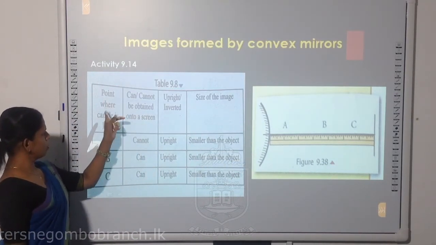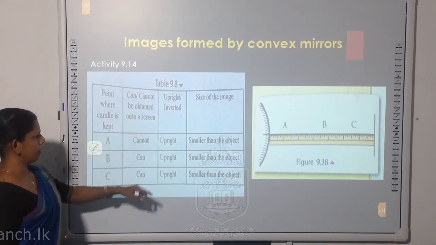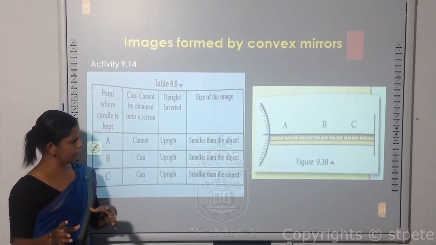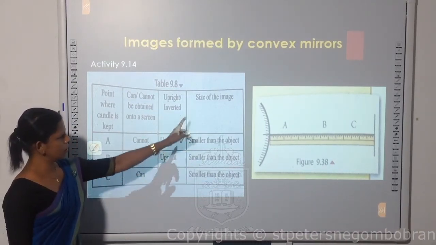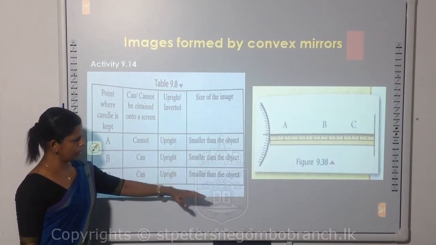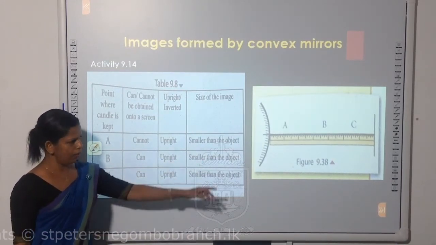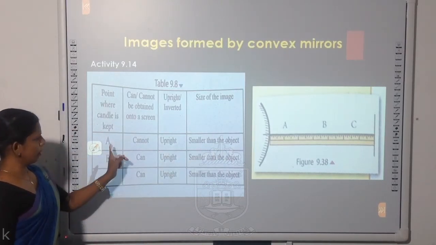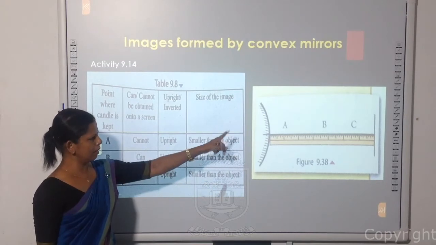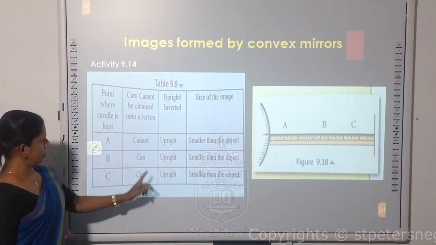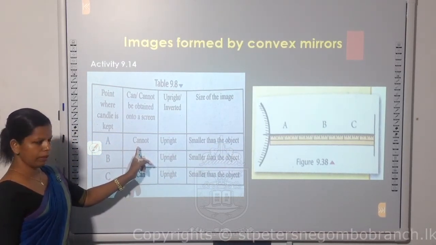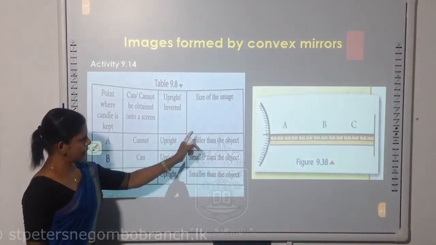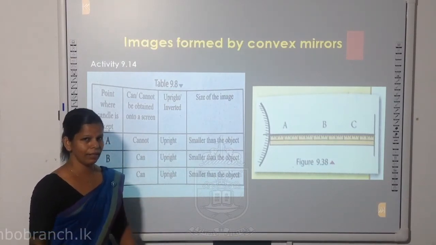So for the points where the candle is kept, can we obtain it onto a screen? That means real image or virtual image, upright or inverted, and size of the image. Those are the features that we are going to consider while we are doing this activity. So my dear children, if you are keeping the lighted candle in position A, we cannot see any image. That means virtual. Upright or inverted, that is upright. The size of the image, that is smaller than the object.